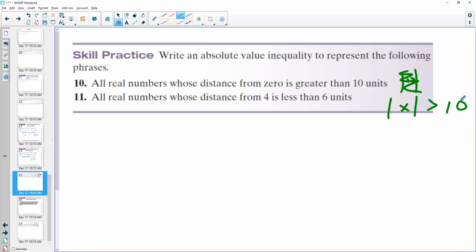Okay. The second one says all real numbers whose distance from 4 is less than 6 units. So this number here is the one that we're setting on the other side. So 6 is greater than something. What's over here is less than 6. And we're calculating a distance away from the number 4. And that's how that works. The absolute value of x plus 4 is less than 6.